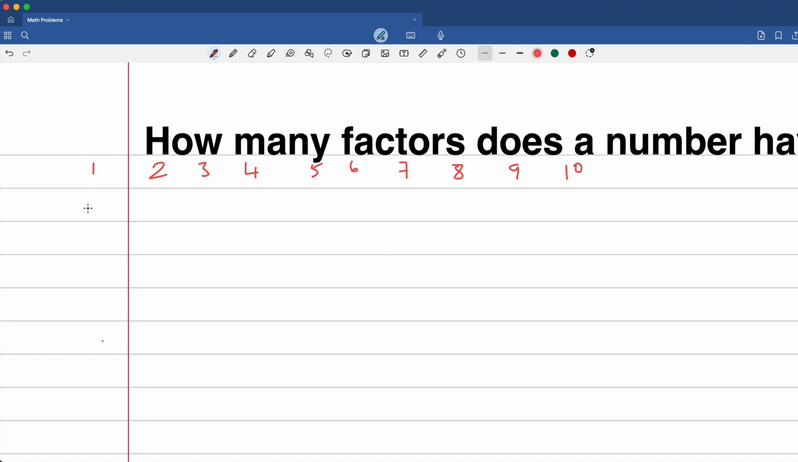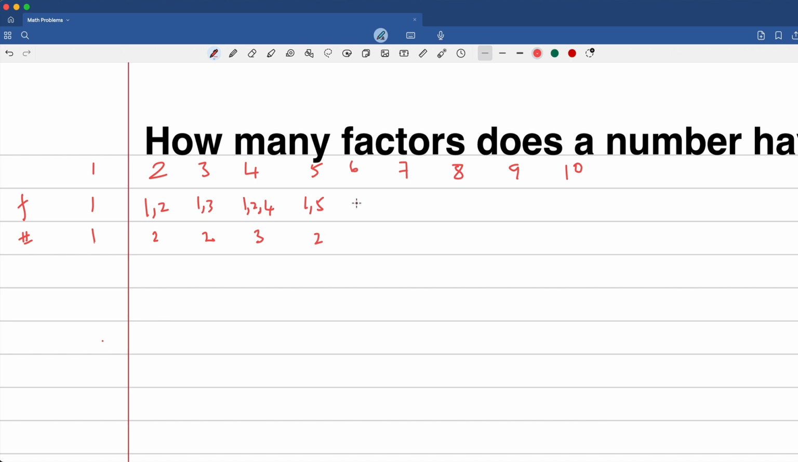So what are the factors of one? Factors of one itself. So this is the list of factors, and this is the number of factors. So number of factors: one. What about 2? It's 1 and 2. It's 2 factors. For 3, it's 1 and 3. It's 2 factors again. For 4, it is 1, 2, and 4. So it's 3 factors. For 5, it's 1 and 5.